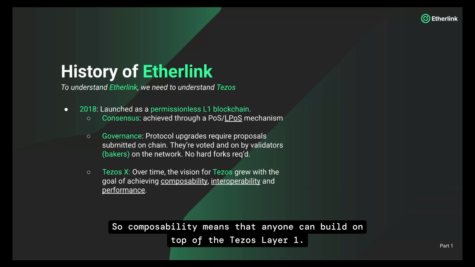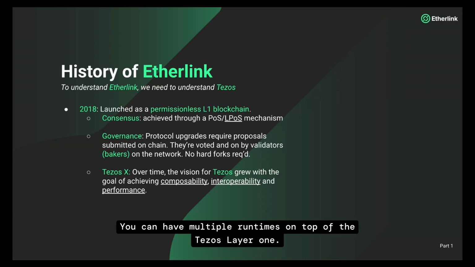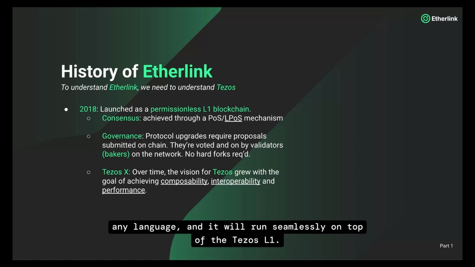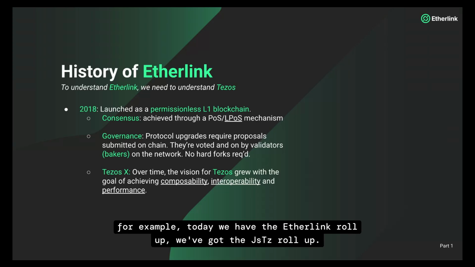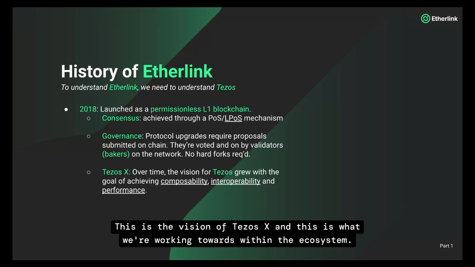Composability means that anyone can build on top of the Tezos Layer 1, right? You can add multiple rollups, multiple runtimes on top of the Tezos Layer 1. That's what we started to think about in terms of composability. And if you think about interoperability, we want you to be able to write your smart contracts in any language and have them run seamlessly on top of the Tezos L1. For example, today we have the Etherlink rollup, we've got the Jstz rollup. All of those rollups should be able to speak to each other. This is the vision of Tezos X, and this is what we're working towards within the ecosystem.